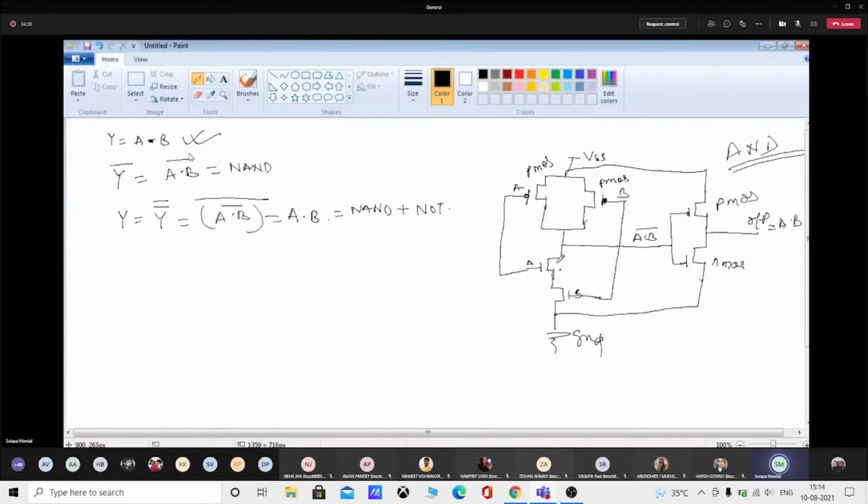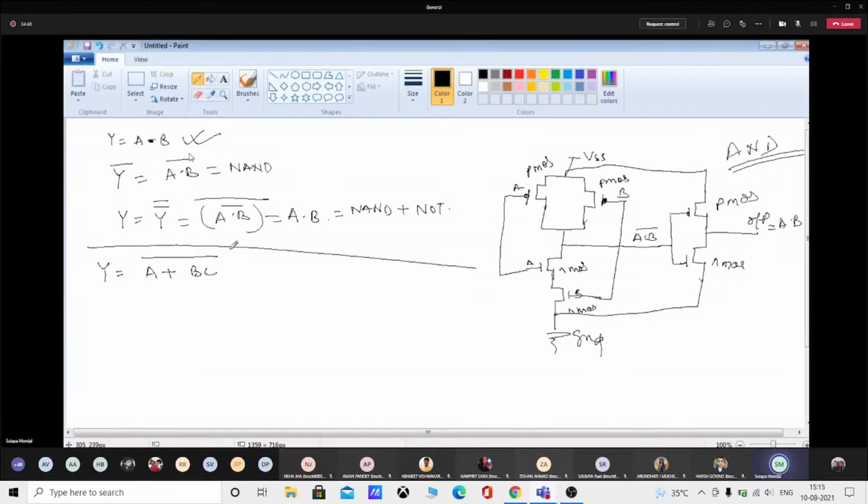This is NMOS and this is also NMOS. So NMOS has no bubble, PMOS has bubbles. If I want to give you an expression, that is Y equals A plus BC whole bar. Now how will you realize it using NAND, using CMOS?